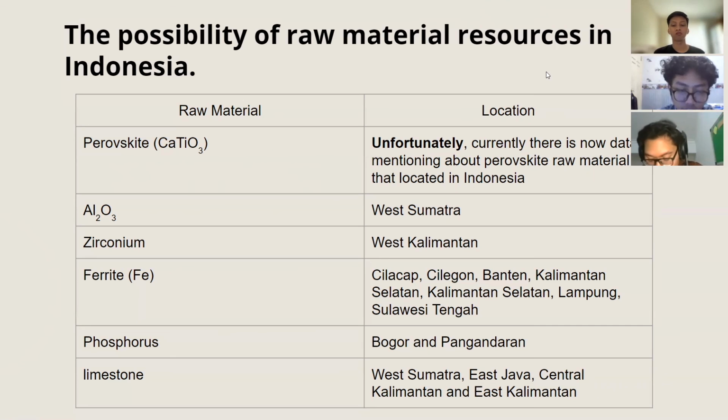Calcium is extracted from limestone. Limestone mines in Indonesia could be located in West Sumatra, East Java, Central Kalimantan, and East Kalimantan. One of the biggest limestone deposits in Indonesia is in East Java. The exact location is in Tuban.